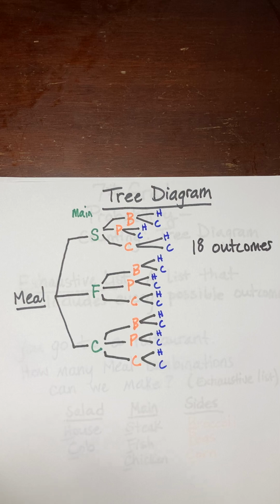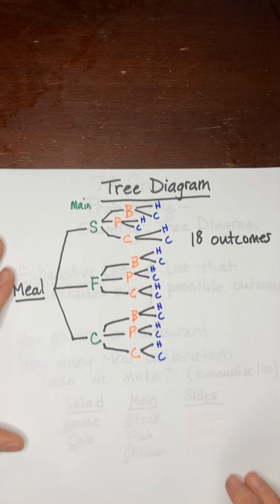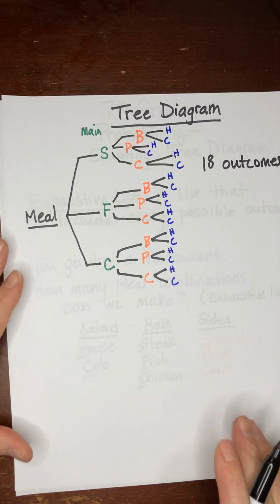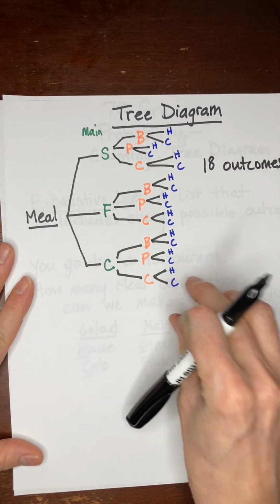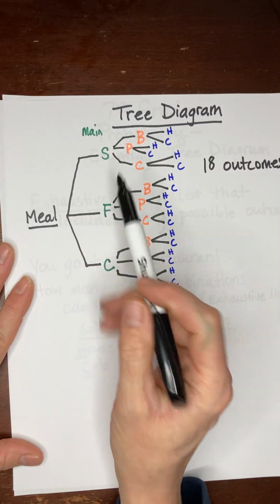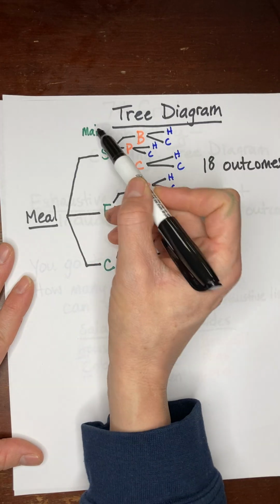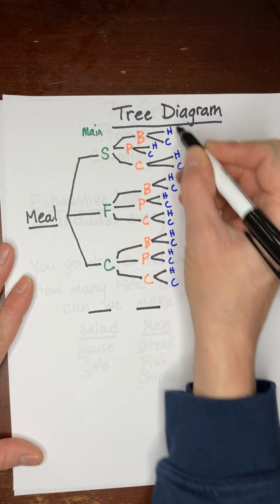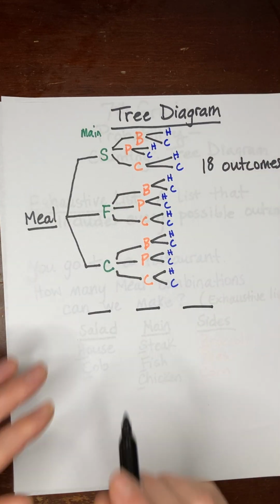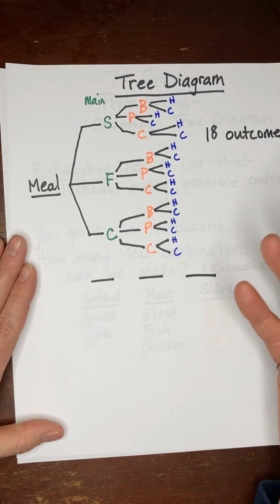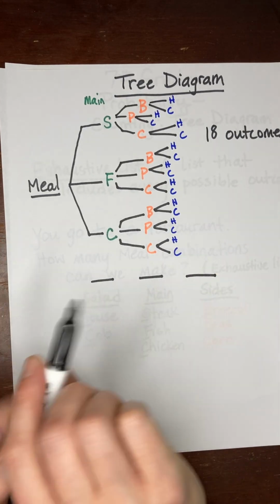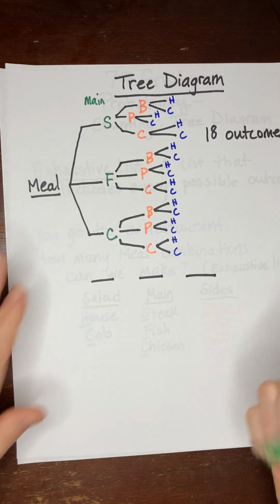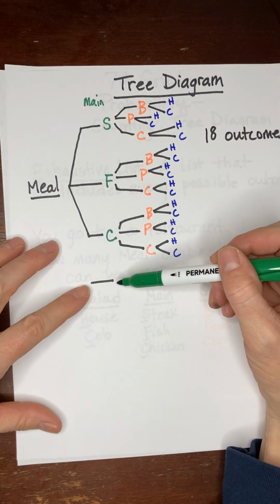I want to show you something that we have in probability. It's called the fundamental counting principle. Don't worry about the big name. All it means is that if we want to do this counting without making a tree, we just have to identify what our main events are. So here our main events are the main meal, we have a side, and we have a salad. That's usually the hardest part of the problem. What are our main events that we're looking at? Then we want to write down how many options there are, or outcomes, for each of these events.